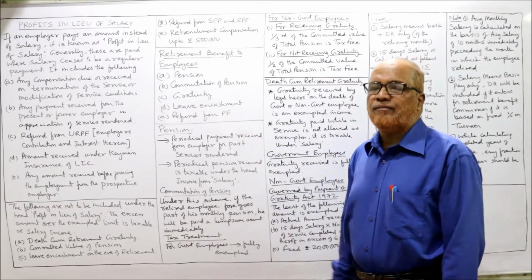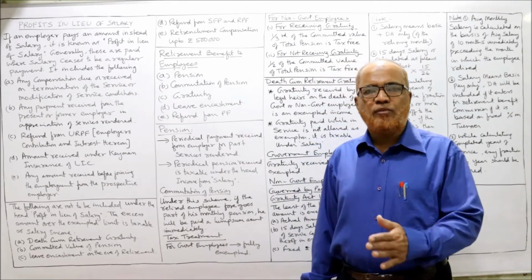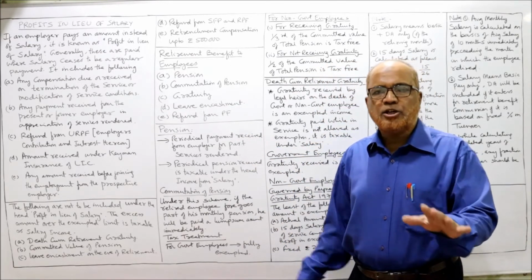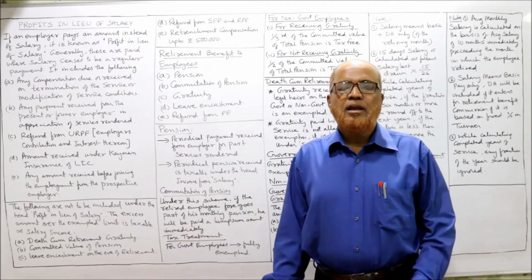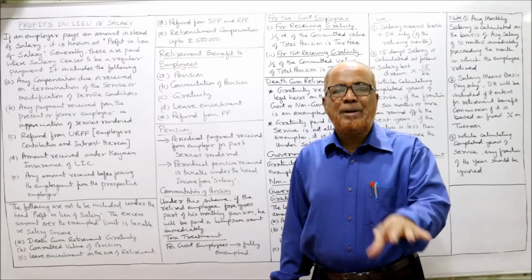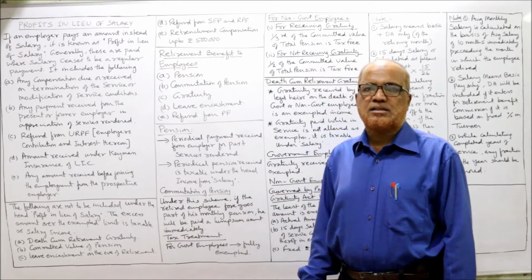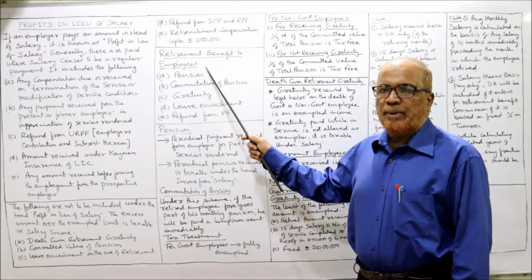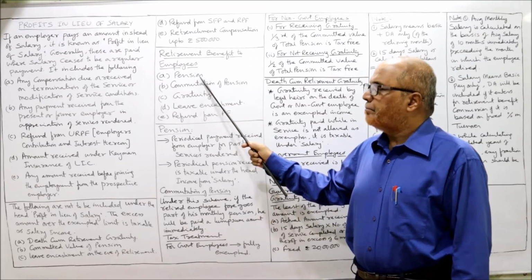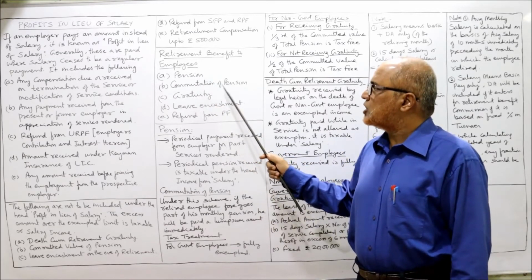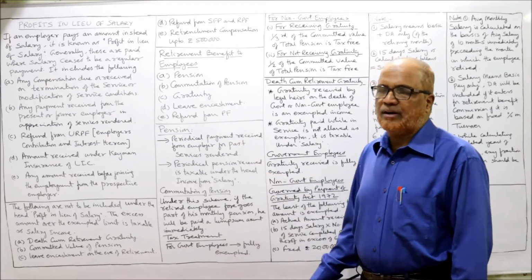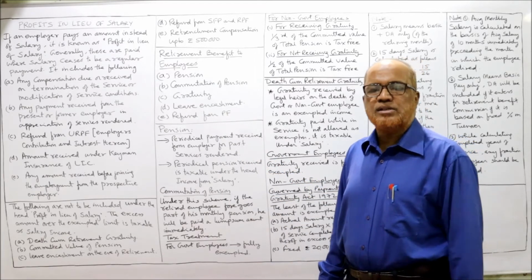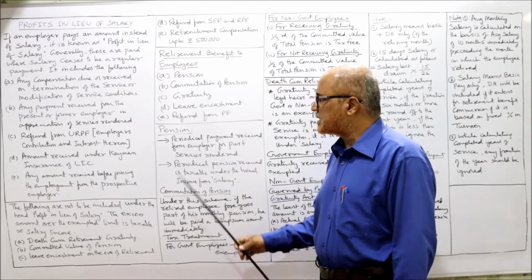Now, retirement benefits of employees. Now we are moving on to the next one. We have completed profit in lieu of salary, and now we have the gross salary. What are the retirement benefits which a person may get? Retirement benefits can be classified as pension, commutation of pension, gratuity, leave encashment, and refund from provident fund. These are the items we are going to discuss. What are the provisions of the Income Tax Act?